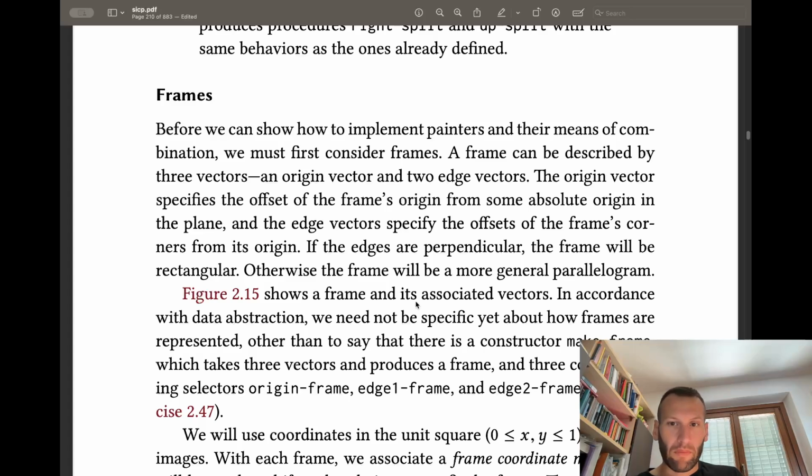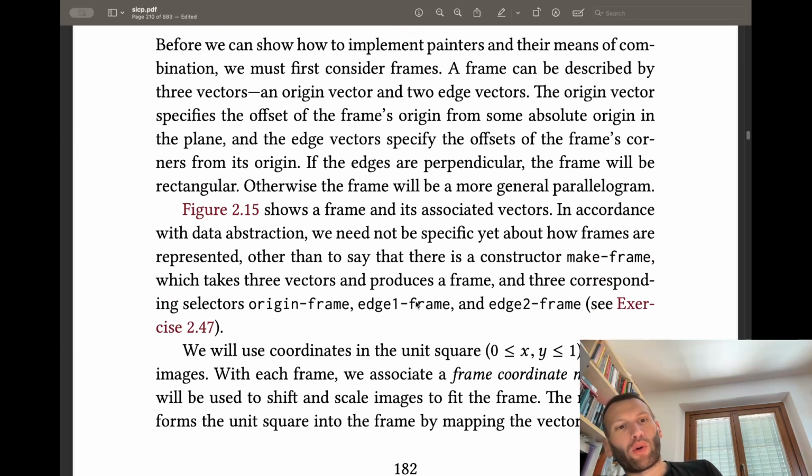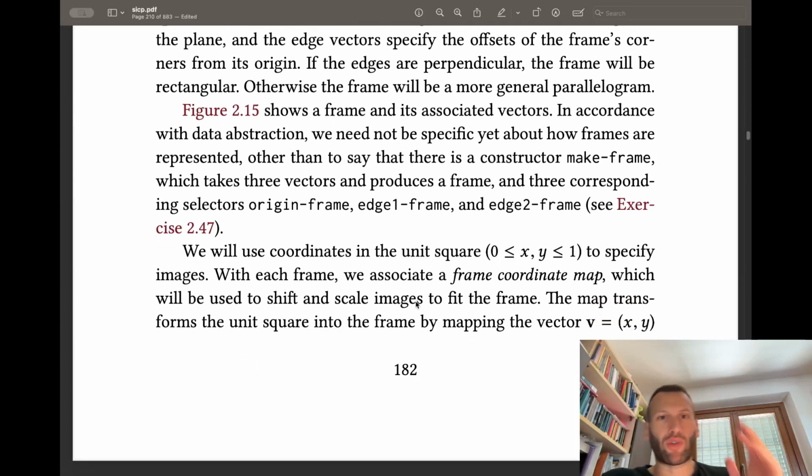Okay, so the origin vector specifies the offset of the frame's origin from some absolute origin in the plane, and the edge vectors specify the offsets of the frame's corners from its origin. If the edges are perpendicular, the frame will be rectangular, otherwise the frame will be a more general parallelogram. Figure 2.15 shows a frame and its associated vectors.